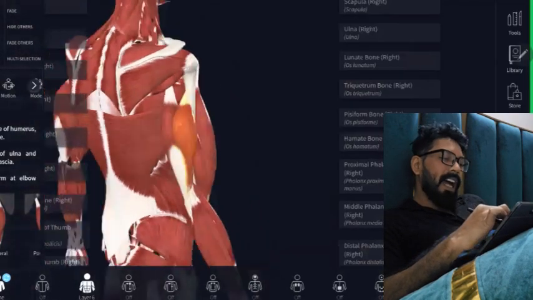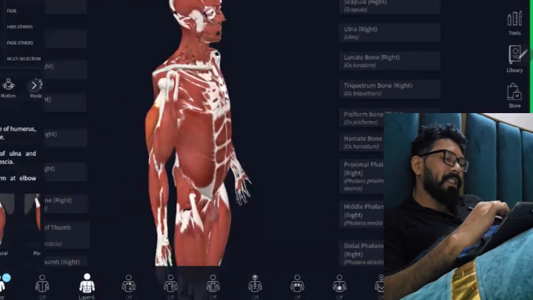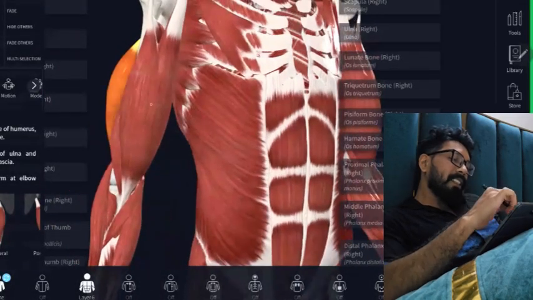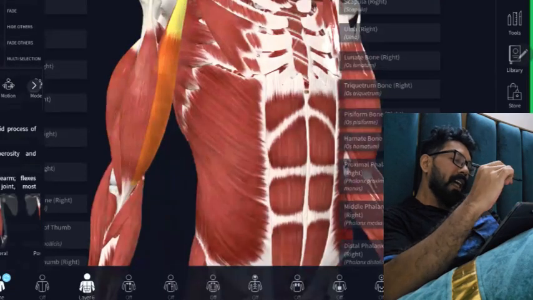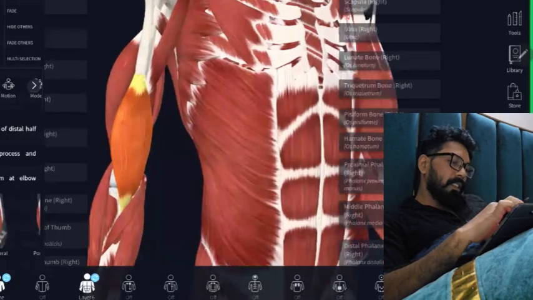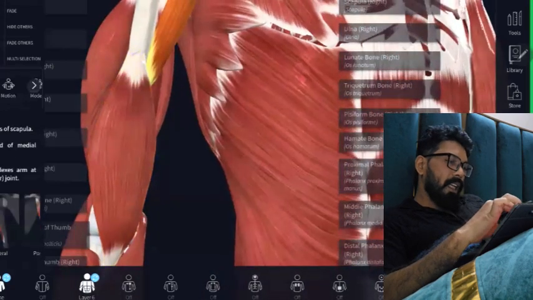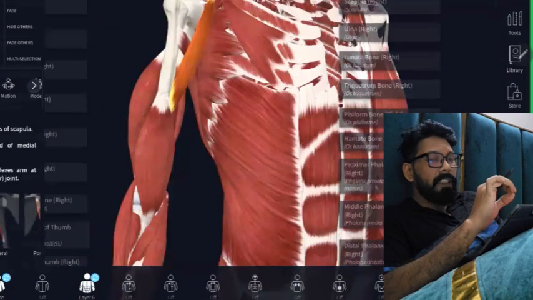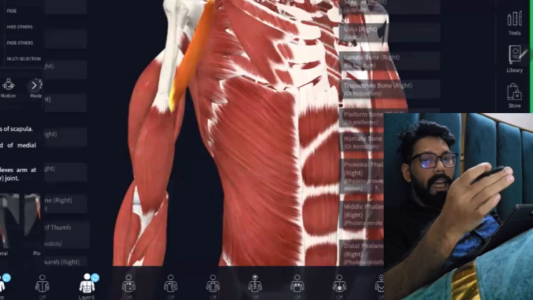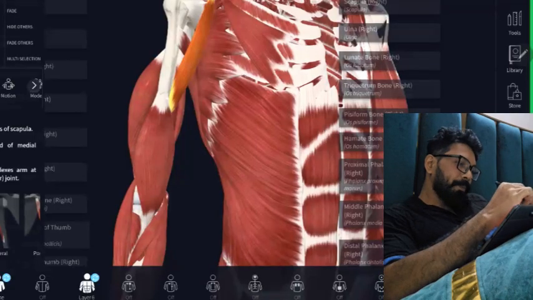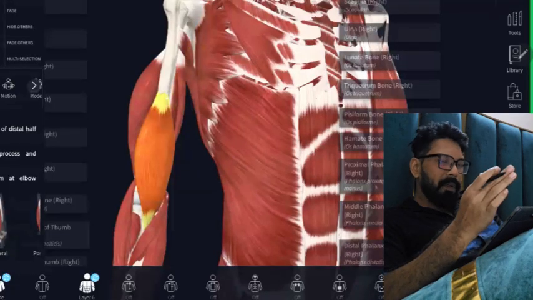But if I could, I would have changed its name to triceps brachii. Anyway, so then what happened? So this is our biceps brachii. We hide it because we don't need it. Then we have brachialis. Then we have coracobrachialis, from the coracoid process, the least important muscle. Even if you forget it for your life, it will never be a problem. Okay, guys, brachialis is a little bit important.